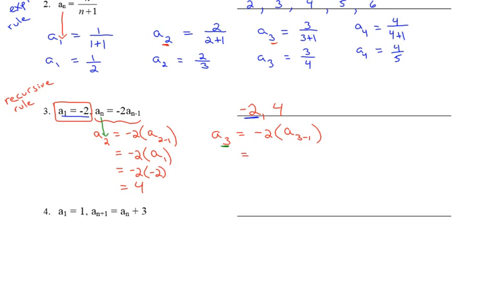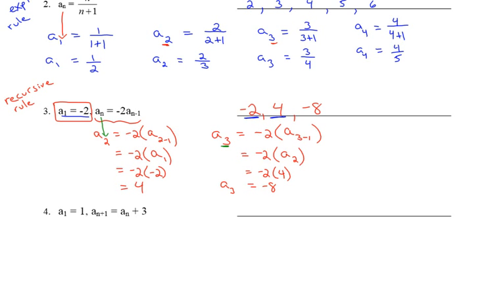And now if we simplify, I have negative 2 times a sub 3 minus 1, and 3 minus 1 is 2. Now, I just found out what a sub 2 was. I found out that the second term, a sub 2, was 4. So I'm going to substitute 4 in for a sub 2. Negative 2 times 4 is negative 8. So the third term in my sequence is negative 8.